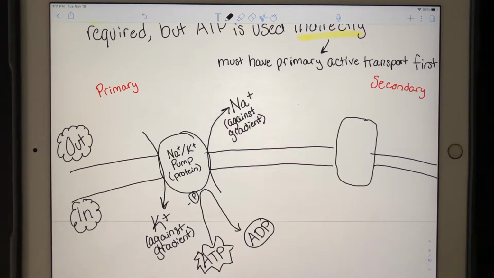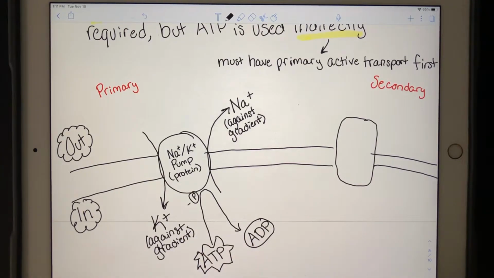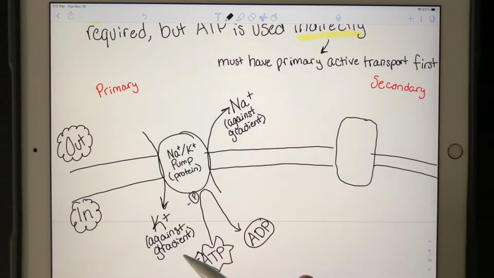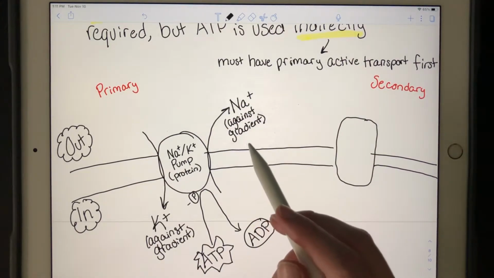So as you can see, over here we have primary active transport because ATP is used directly. This ATP is necessary because it loses its phosphate and releases a great deal of energy, and that happens to be enough energy to pull in potassium against the concentration gradient and push out sodium against its concentration gradient.